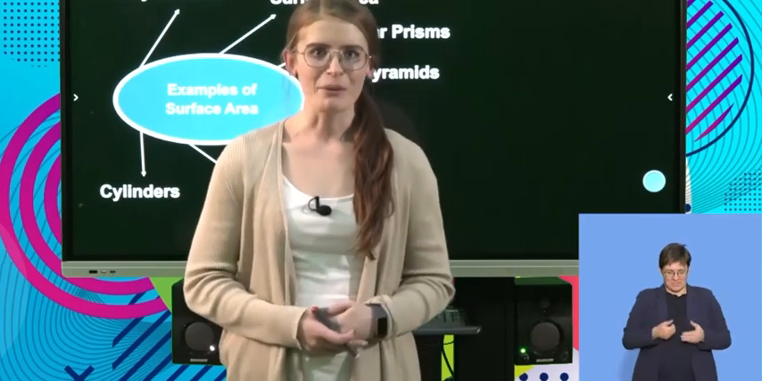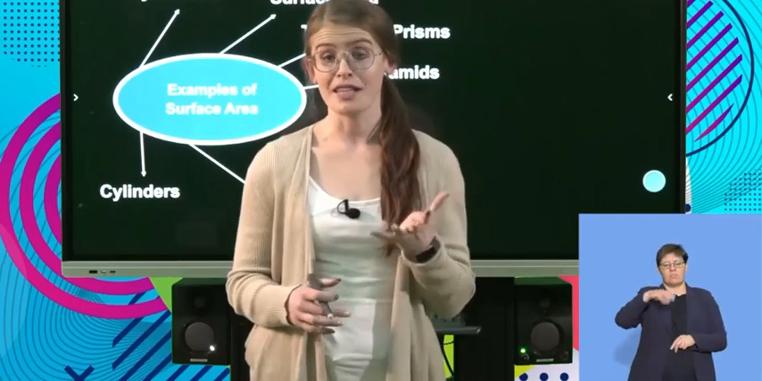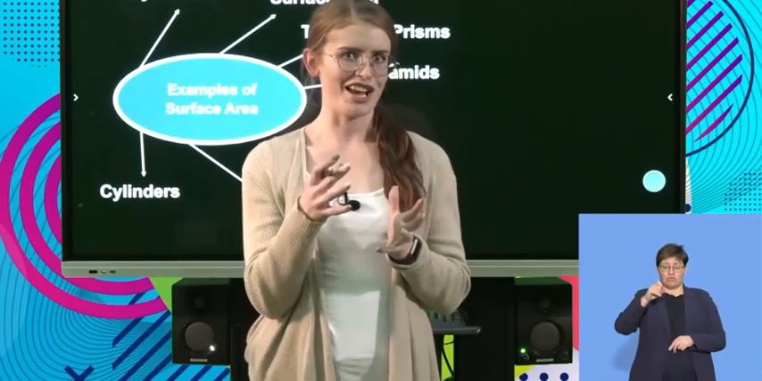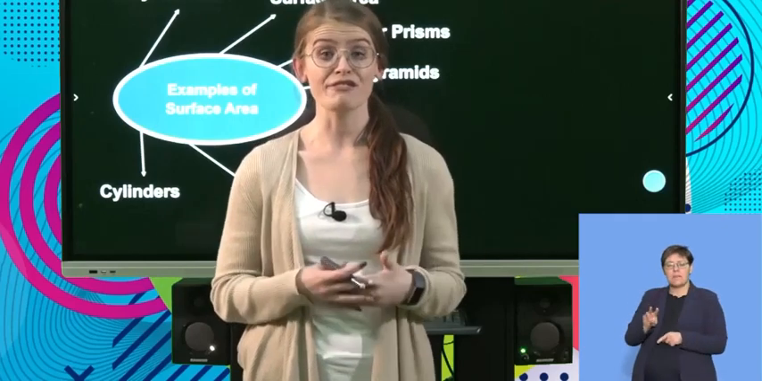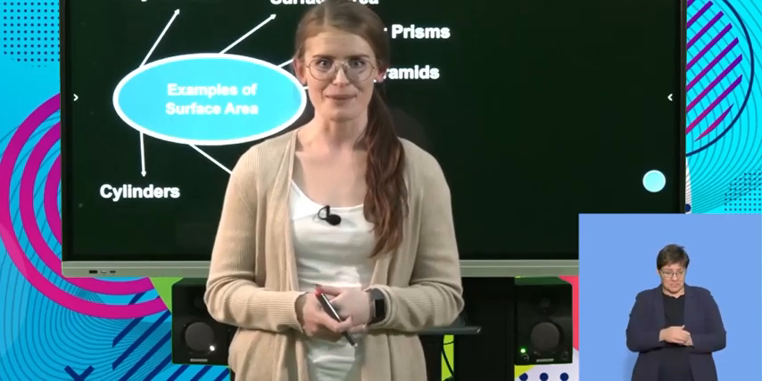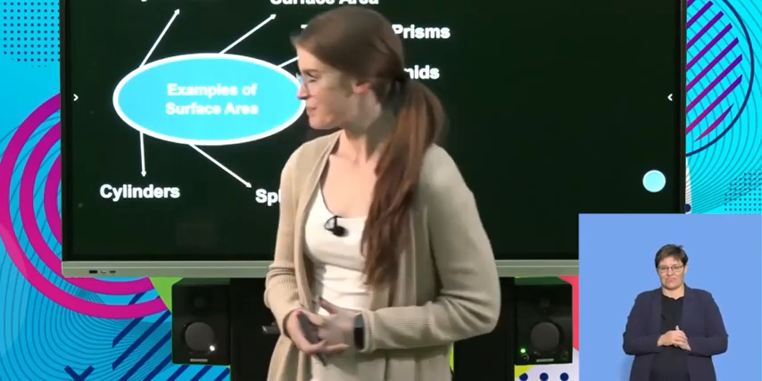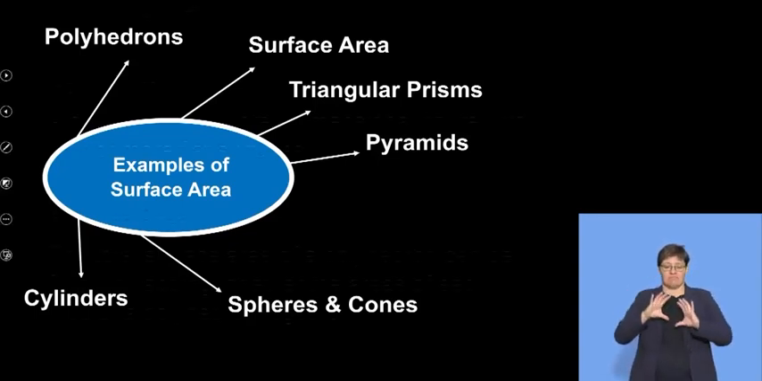Welcome back, everyone. Now we're going to be revising the definition of polyhedrons and surface areas, just in case you've just joined us. And then we're going to be looking at how we can find the surface areas of some other three-dimensional shapes. Let's go to the board. So guys, you can see that we're then going to have a look at triangular prisms, pyramids, spheres and cones, and last but not least, some cylinders.